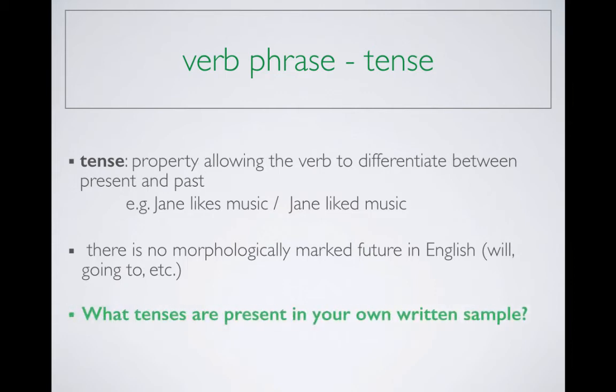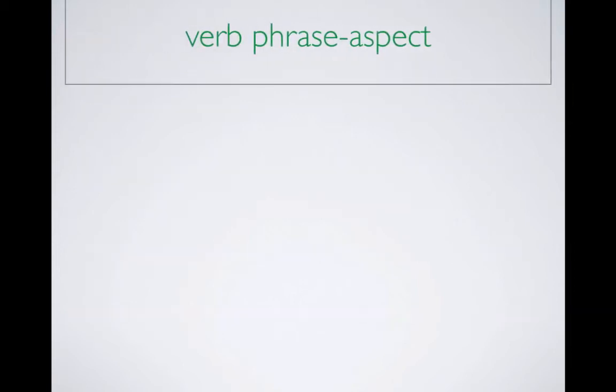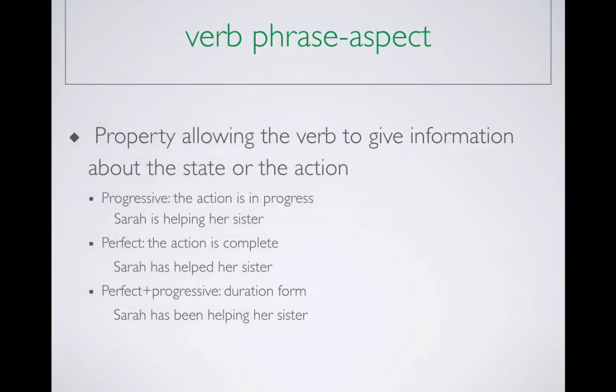What tenses are present in your written sample? You might use this information to write about the tenses. Aspect. Aspect is the property allowing the verb to give information about the state or the action. We have different aspects in English.